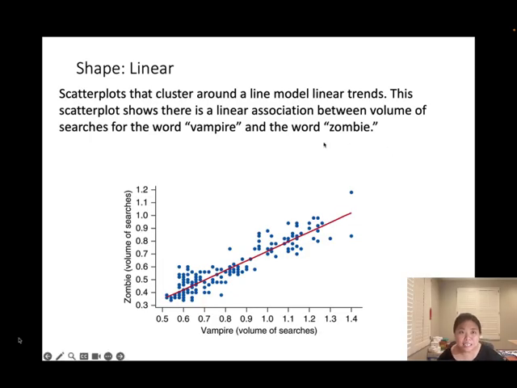Okay, the shape, linear. Scatterplots that cluster around a line model linear trends. This scatterplot shows there is a linear association between the volume of searches for the word vampire and the word zombie. You could see I could draw a straight line in here and all the points are going to be around this straight line. And this is going uphill, so this is a positive association.